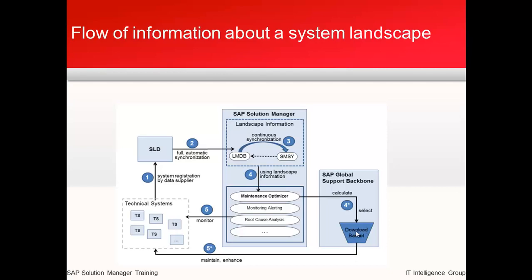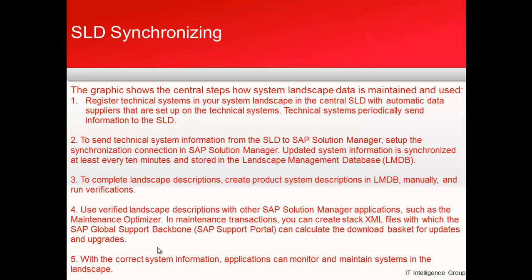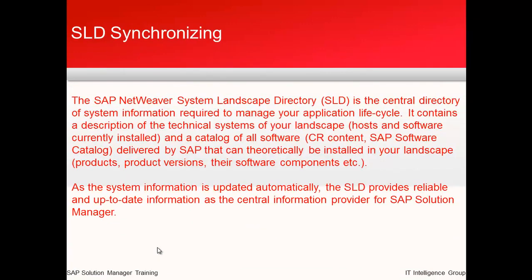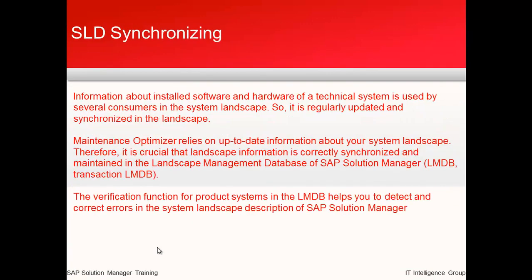Once it is identified, the stack file is copied or transferred to the technical systems. Each technical system will get the respective stack file. So this is how the flow of information takes place in a system landscape. This is what we covered: how the information flows through the different components.